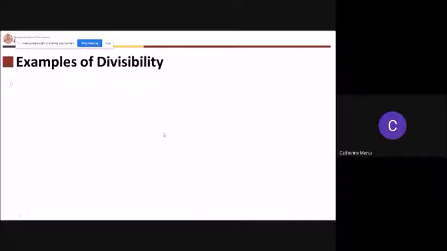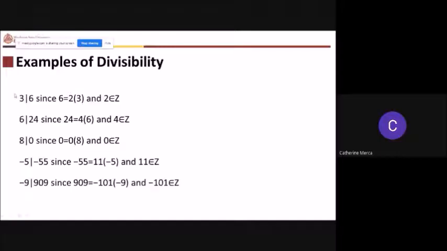So we can have the following. You have 3 divides 6, since you can actually rewrite 6 to be equal to 2 times 3, where your 2 here is an element of your integers. Similarly, you have 6 divides 24. Why? Because you can rewrite 24 to be equal to 4 times 6, where 4 and 6 are factors, and 4 is an element of Z.